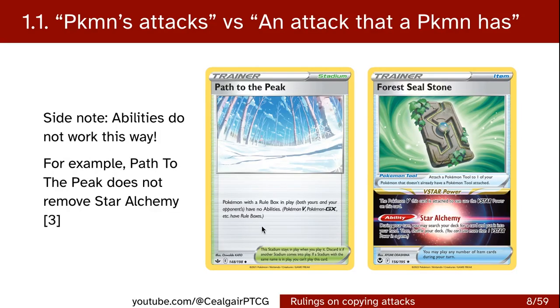Small side note, this is how attacks work, but abilities do not work exactly in the same way. For example, if we look here at Path to the Peak, it says Pokemon with a rule box in play have no abilities. This only refers to the abilities that are printed on that Pokemon. So for example, if I have a Pokemon V with Forest Season attached, that Pokemon can still use Star Alchemy even when Path to the Peak is in play.